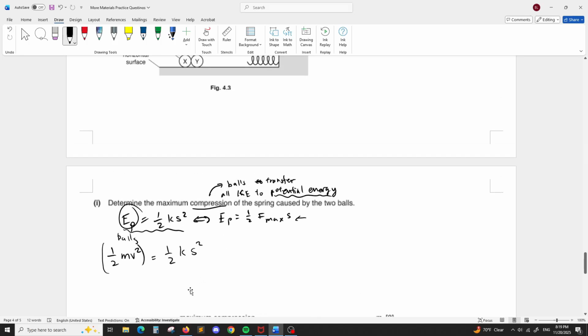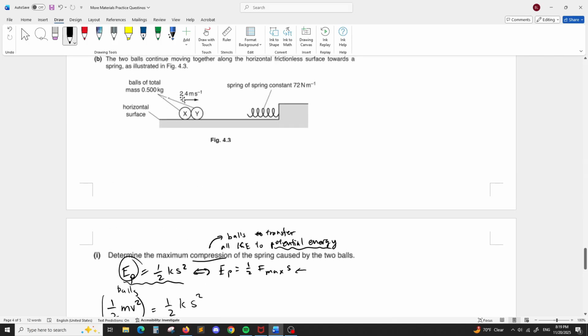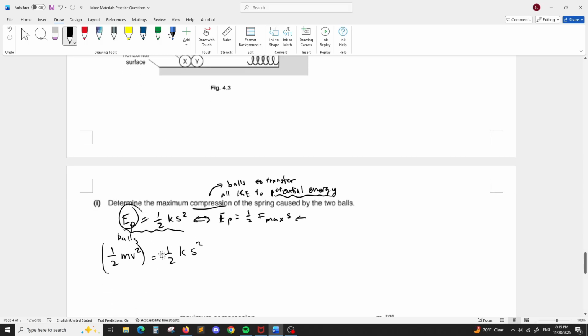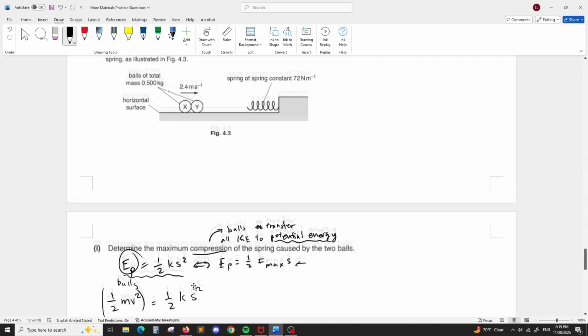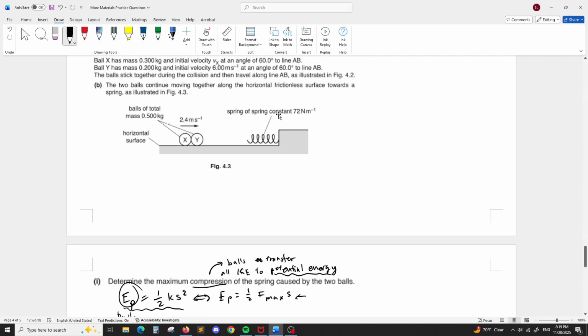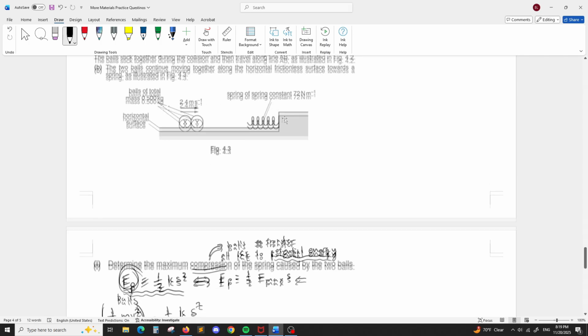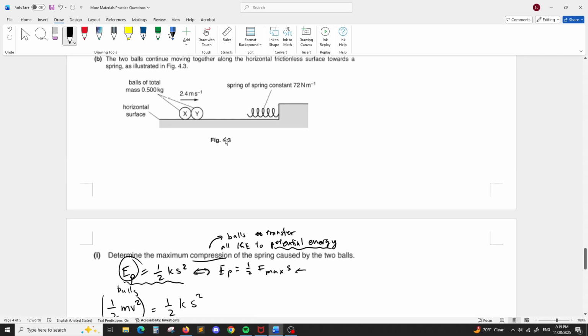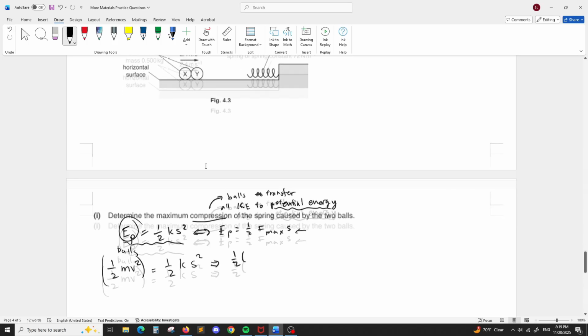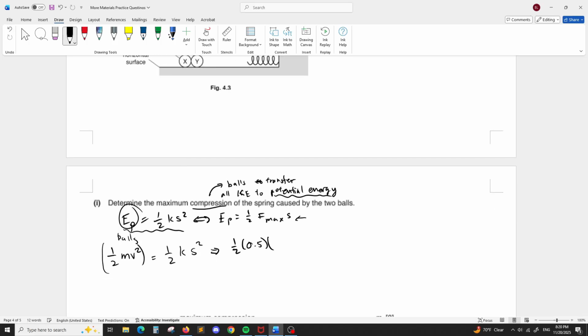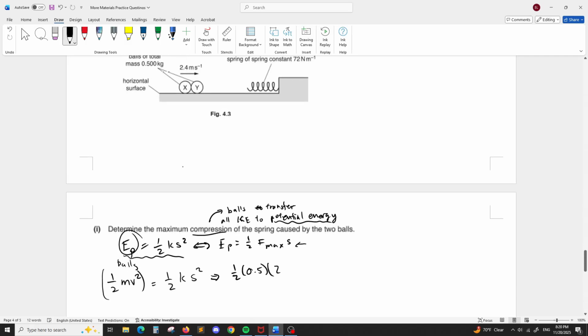And then we just plug in some values that we know. So 1/2 mv squared, the m is going to be 0.5, our velocity is going to be 2.4, is equal to 1/2 ks squared. We're actually solving for s in this case, but do we know k? Oh, they give it to us. So our k is equal to 72 newtons per meter. So we just go ahead and plug everything in. So this turns out to be 1/2 times 0.5 multiplied by 2.4 squared is equal to 1/2 of 72 multiplied by s squared.